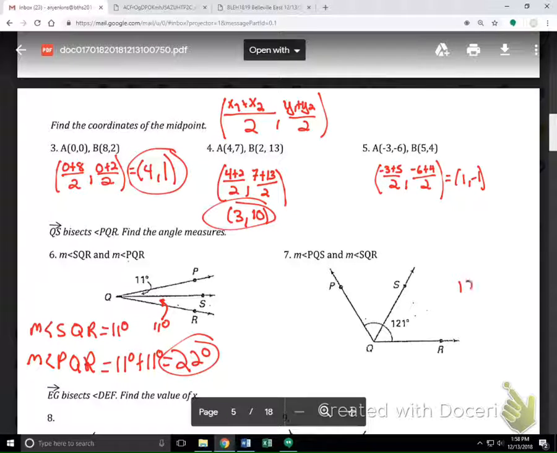So all I have to do is take 121, divide by 2. It does not come out even, but it comes out with a nice decimal. So what do you get? It's 60.5. Yep, 60.5. So it's not a bad decimal, at least it's a friendly decimal.